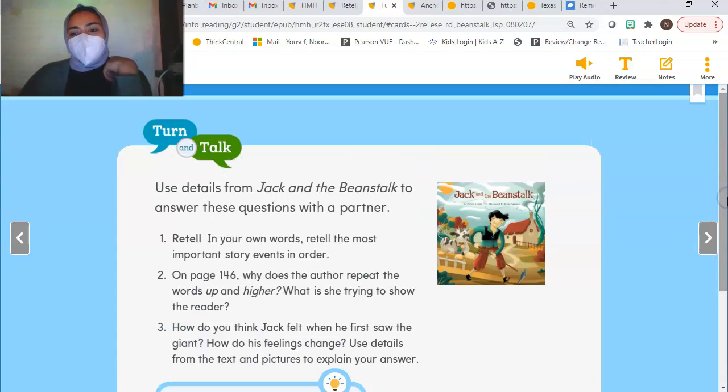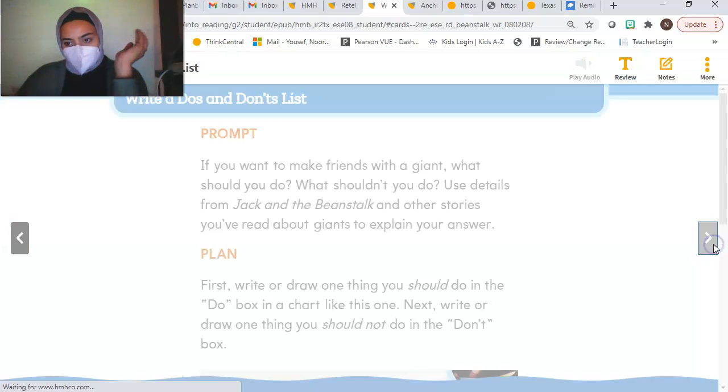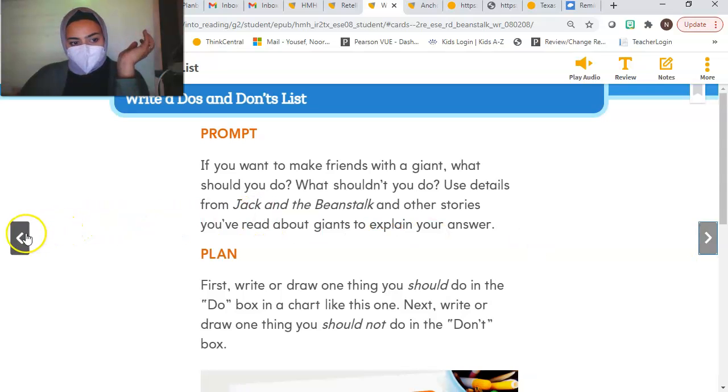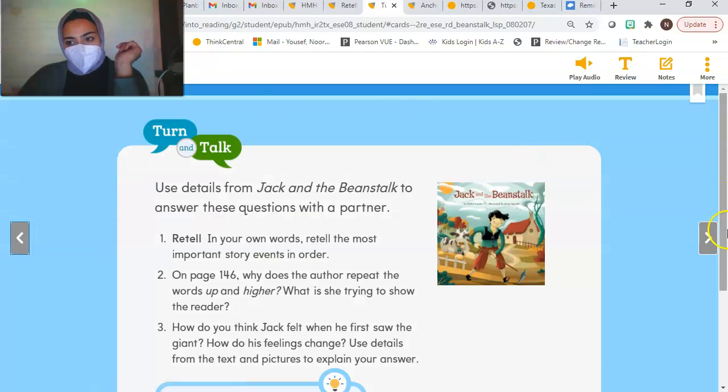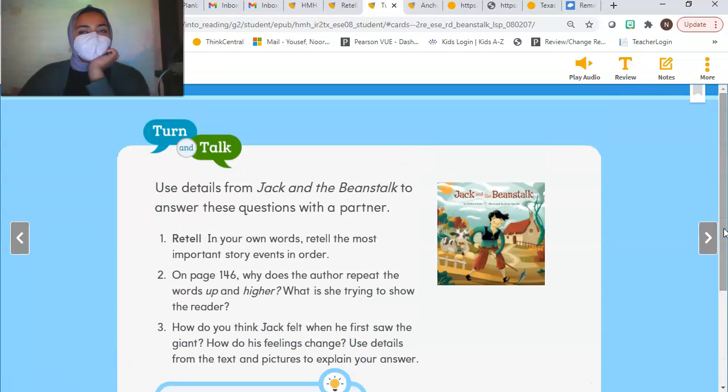Okay, why did he make friends with him? How did his feelings change? So now he's not scared of him anymore. Now they're friends. But why are they friends now? JC? He gave the giant not food. What did he give him, everyone? The goose. He gave him the goose. He took back the golden bag that had gold in it. But he gave him the goose.